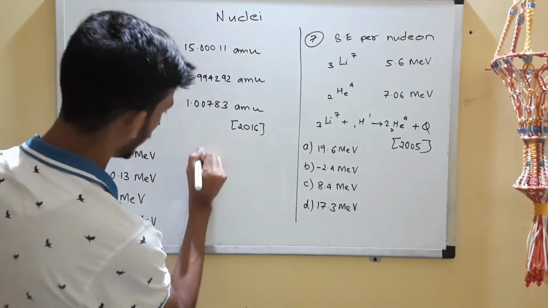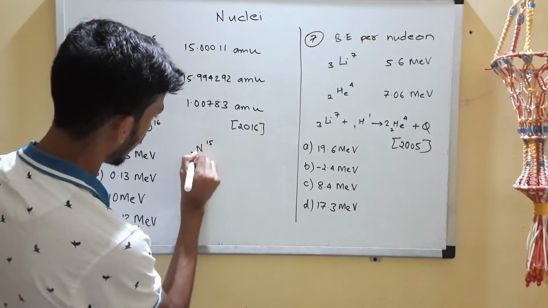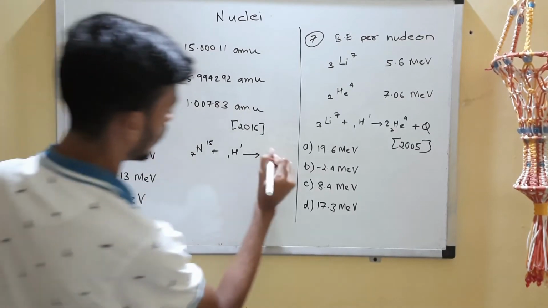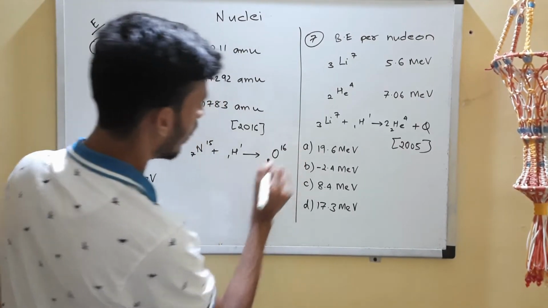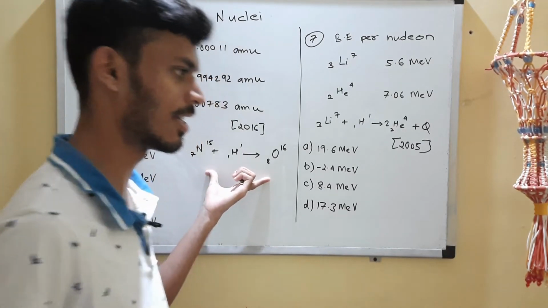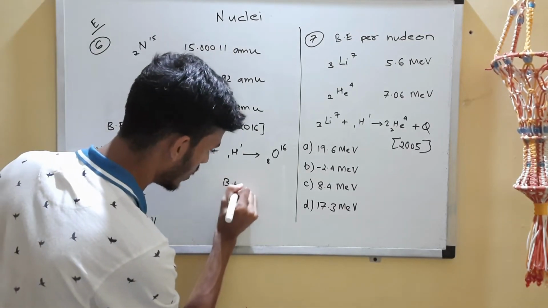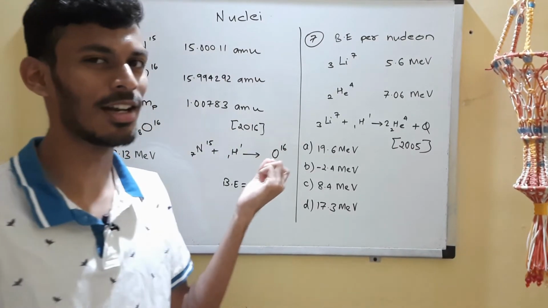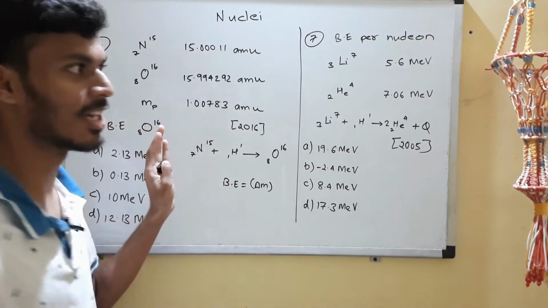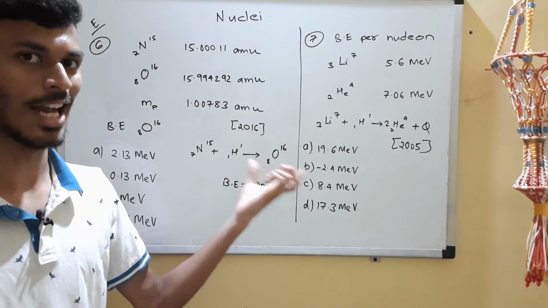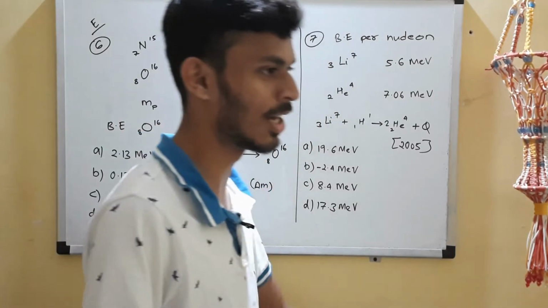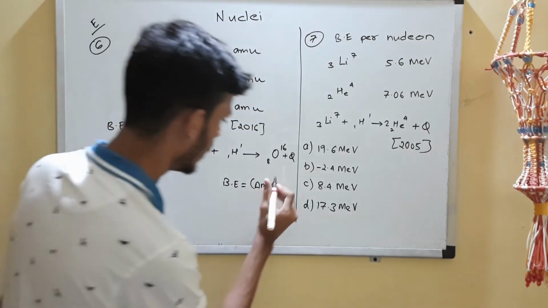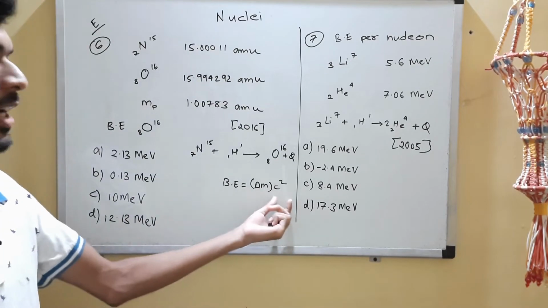So you can make it from here. The reaction will basically have nitrogen and then you collide it with a proton and you'll have your oxygen. So the binding energy will be the mass defect in this reaction multiplied by c square. Some of the mass will disappear in this reaction. The mass on the left hand side is greater than the mass on the right hand side. The mass does not disappear, it gets converted into energy. So we have a lot of energy over there, and that energy is the mass defect into c square.